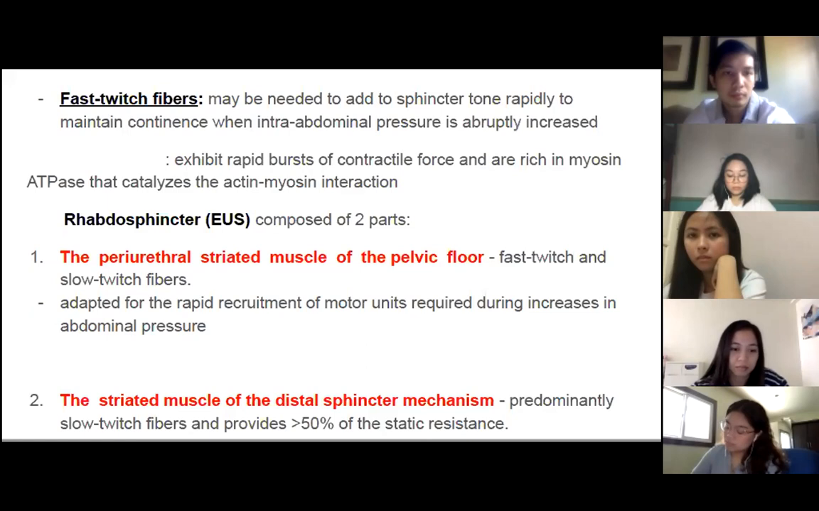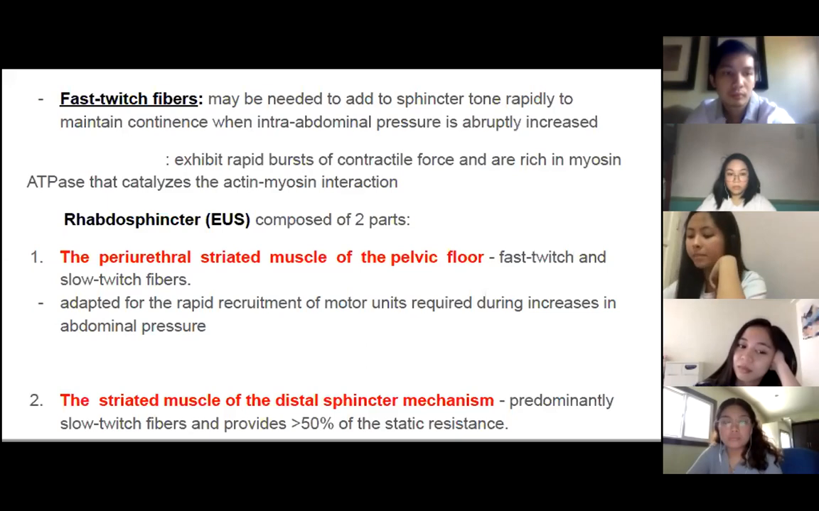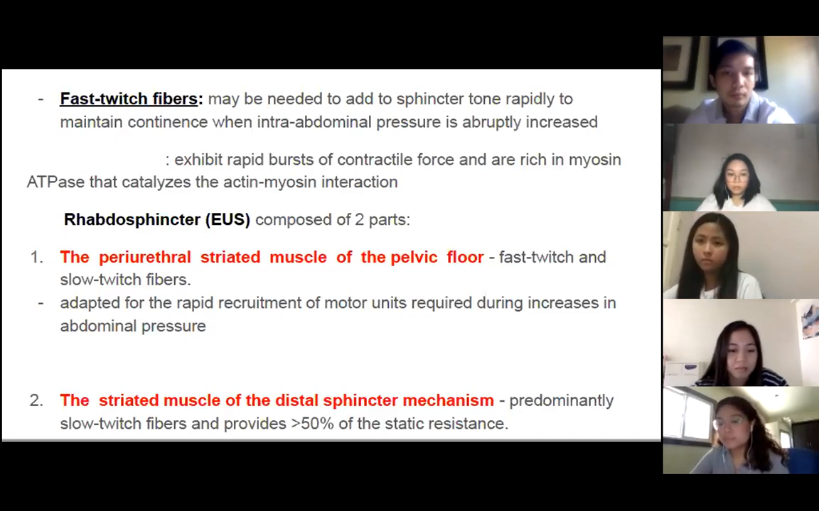The rhabdosphincter is a skeletal muscle that is present in the walls of the urethra. It is separate from the periurethral skeletal muscle of the pelvic floor. It is composed of two parts. First is the periurethral striated muscle of the pelvic floor, which contains fast twitch and slow twitch fibers, which are adapted for the rapid recruitment of motor units required during increases in abdominal pressure. The second part is the striated muscle of the distal sphincter mechanism, which is predominantly slow twitch fibers and provides more than 50% of the static resistance.